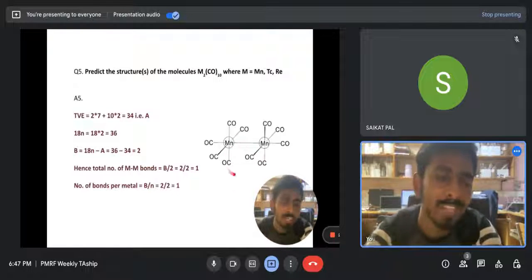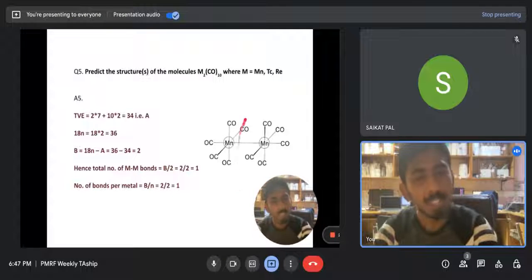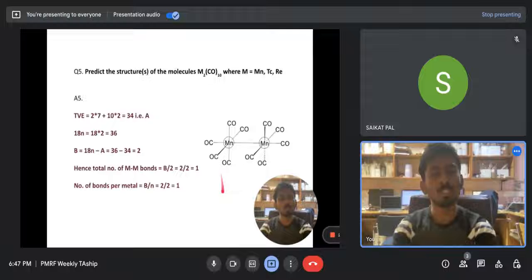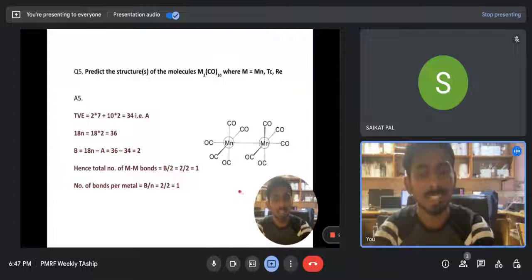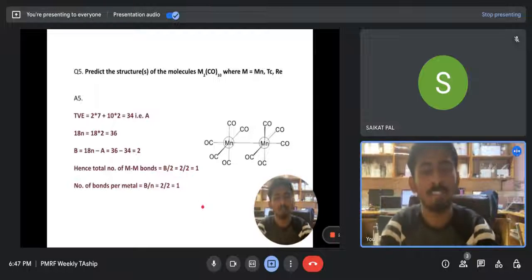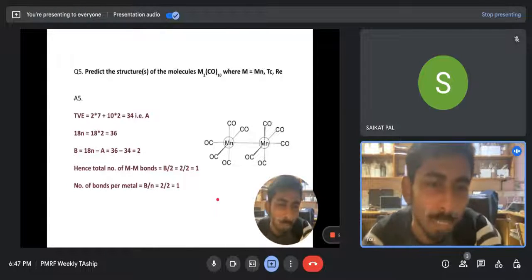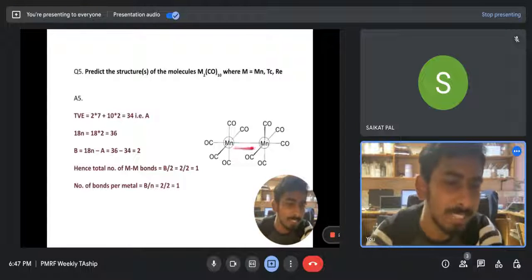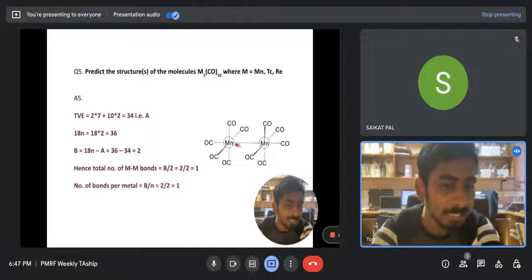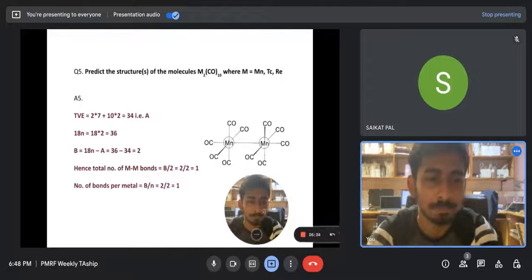This Mn-Mn bond can easily be cleaved in the presence of an oxidant, that is Br2. If we treat Mn2(CO)10 with Br2, oxidative cleavage of the Mn-Mn bond occurs and we produce two molecules of Mn(CO)5Br. Mn(CO)5Br is a Mn(I) system. So it is an oxidative cleavage where the Mn-Mn bond is cleaved and Mn goes from the 0 to the +1 oxidation state.